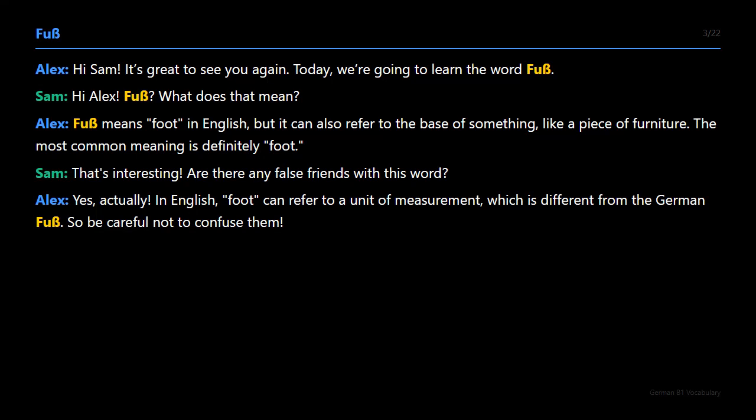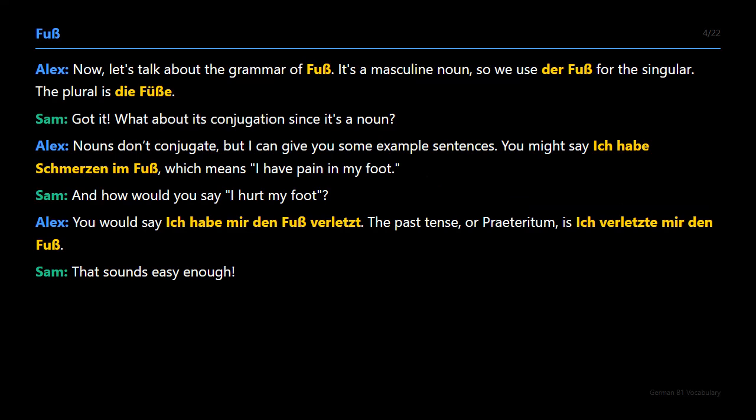That's interesting. Are there any false friends with this word? Yes, actually. In English, foot can refer to a unit of measurement, which is different from the German Fuß. So be careful not to confuse them. Now, let's talk about the grammar of Fuß. It's a masculine noun, so we use der Fuß for the singular. The plural is die Füße.